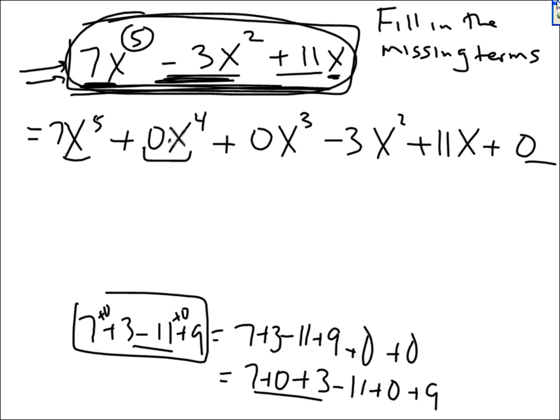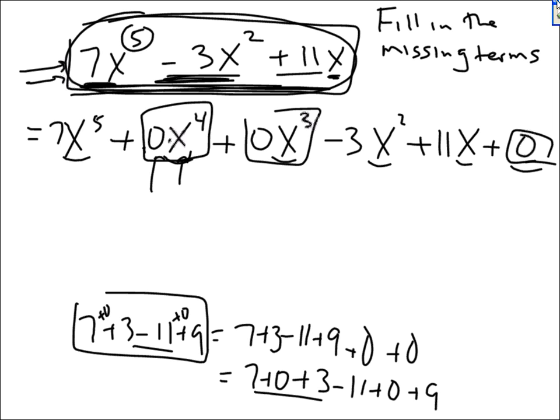Here it is. You have to have an x to the fifth, an x to the fourth, an x cubed, an x squared, an x, and a constant. Some of these terms, which were missing in the line above, they just equal 0. 0 times x to the fourth.